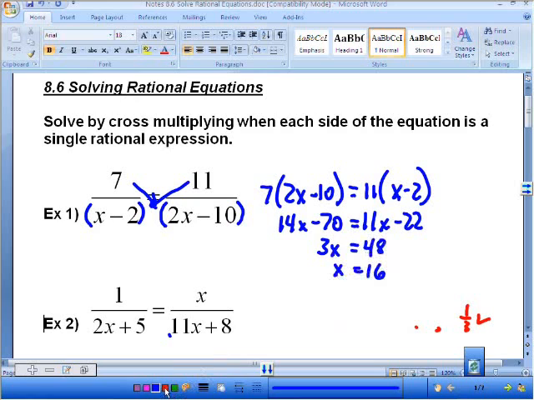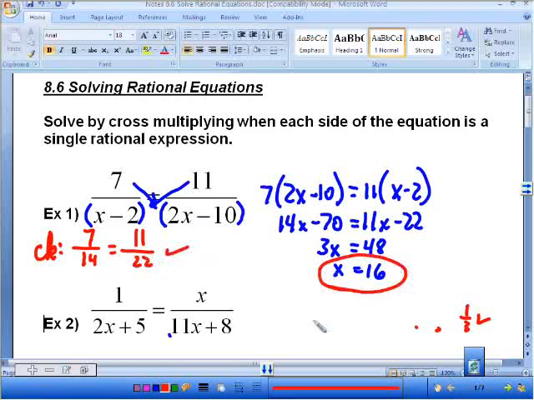We always want to make sure that we check our answer in our original to make sure that it works. 7 over 16 minus 2 is 14. And on the other side, 11 over 2 times 16 is 32, minus 10 is 22. Both of these equal 1/2, so our answer is right.